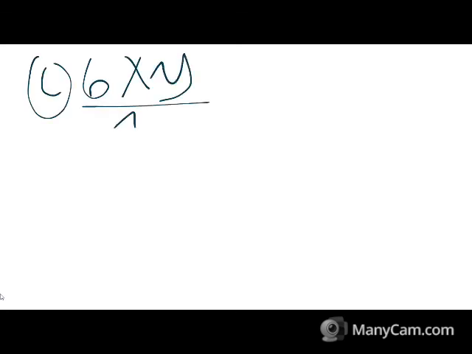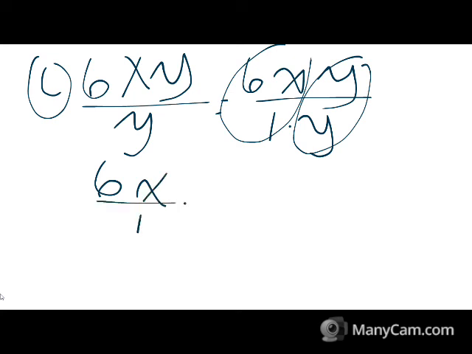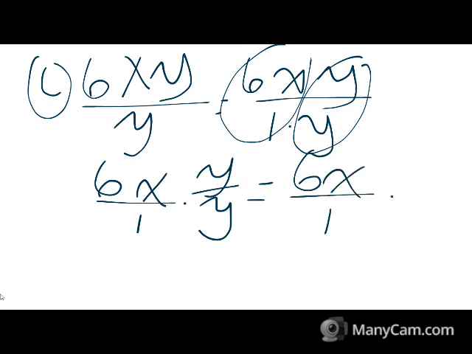So for letter C, I have 6xy over y. Now, I can do this plenty of ways. I noticed that I can use the multiplication property. So therefore, I have 6x over 1 times y over y, because what do you get with 1 times y? You get y. Now I can split this up: 6x over 1 times y over y. And y over y is 1, so 6x times 1 will give me 6x.